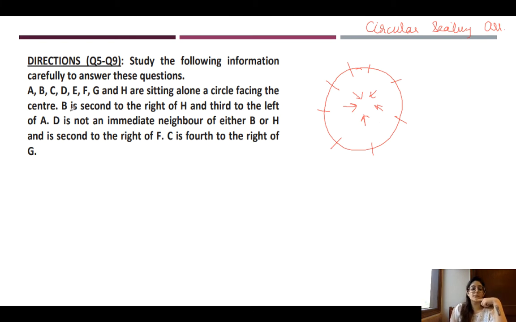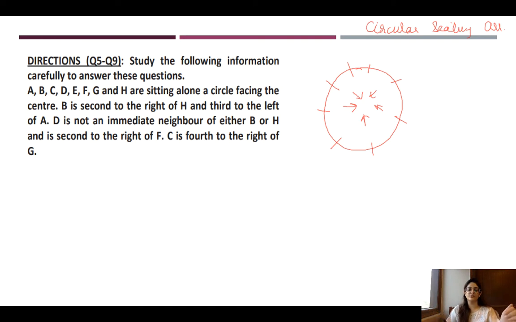Now let's start by jotting down the points. The first point is: B is second to the right of H and third to the left of A. My suggestion is that whenever you have this kind of information, always try to find the points first where you have some certain information. For example, here it is written B is second to the right of H and third to the left of A. That knowledge is complete for B, but we cannot exactly place it because we don't yet know the positions of H and A. So try and find those points from where we at least get a beginning point, which is some certain information.